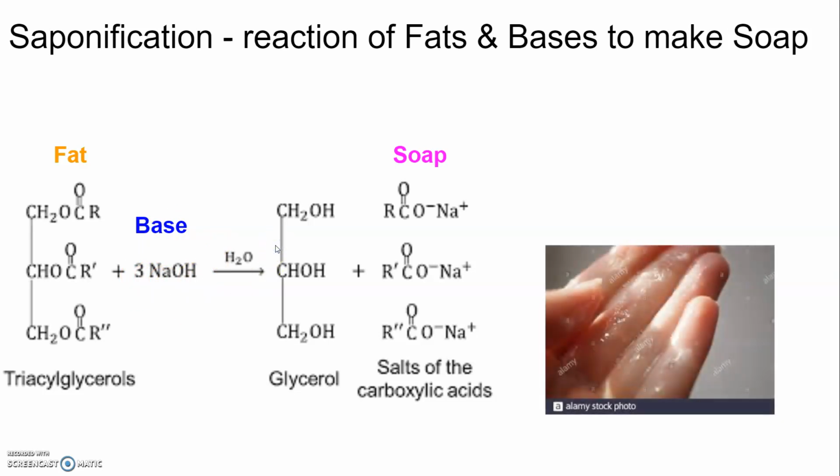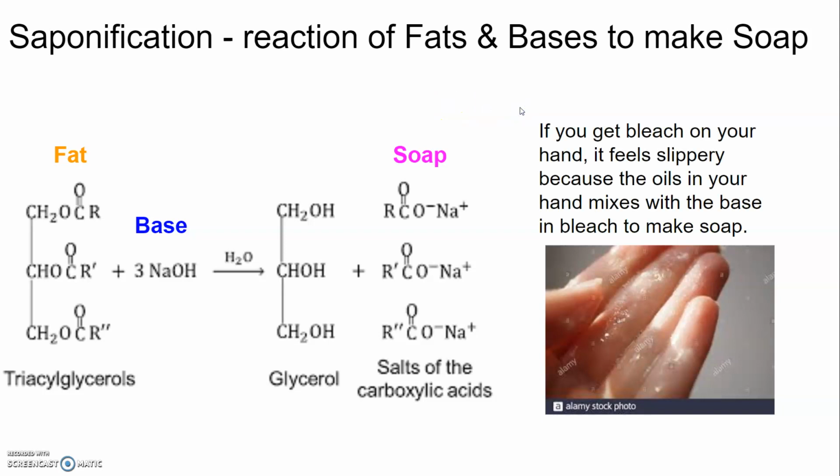Now, another way that you know bases with oils or fats make soap is if you ever get bleach on your hand and you'll notice that it will feel very slippery and it's kind of hard to get off. Well, that's because the bleach has a base in it, and that base reacts with the oil in your hand to create a soap, and that's why it feels very slippery. You really got to wash it off. Okay, so this is something that's cool about bases. It's actually used to make soap.